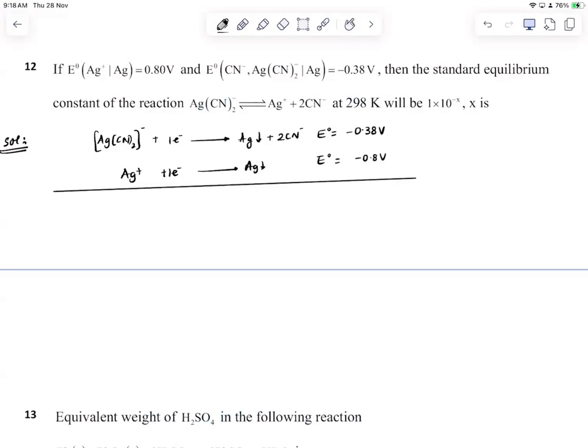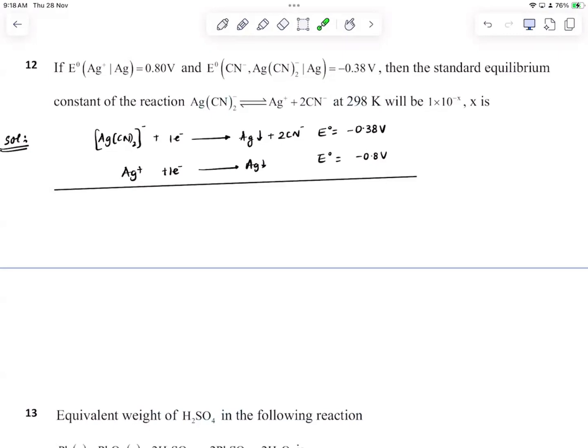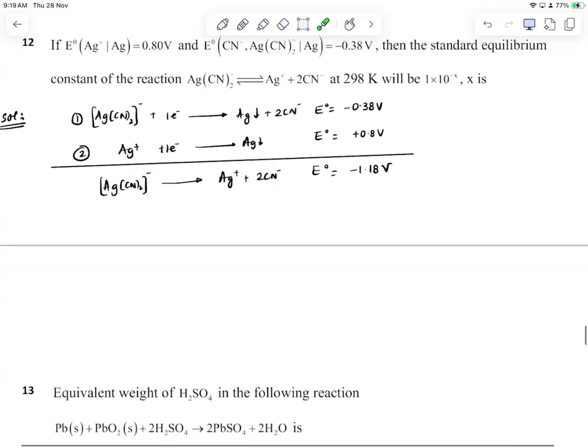So, in case we try to add these two, what would I get here? No, subtract this, then we can get that problem. So we can take this as equation 1 and equation 2. Okay. So if you subtract this, what do I get? Ag(CN)2 minus giving Ag plus 2CN minus. This is what I'll have. And E naught value will be minus 1.18 volts, because this minus this will give you minus 1.18 volts.